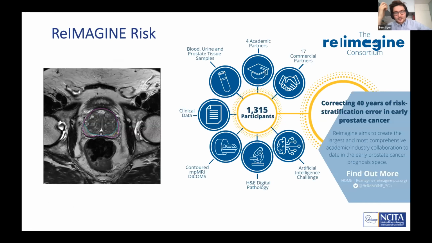So this is an NCITA adopted study, which is a cohort study looking at deeply phenotyping patients who have suspicious MRIs and go on to have biopsies. We've got just over 1,000 men in ReIMAGINE Risk, all of whom have these contoured MP-MRIs, which you can see on the left, targeted biopsies of all their lesions, and additional blood, urine and tissue samples for further biomarker development. So we're gathering a lot of information about these patients, and as you can imagine, they'll be very useful for developing and testing AI.